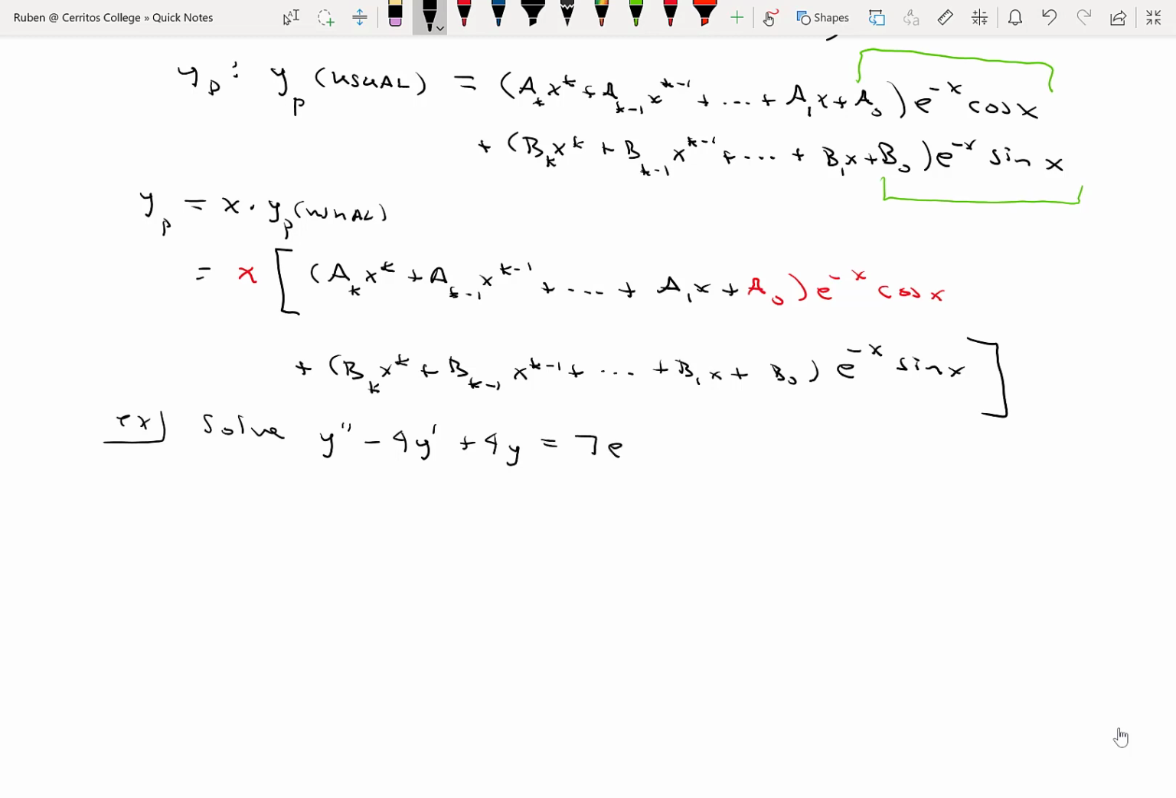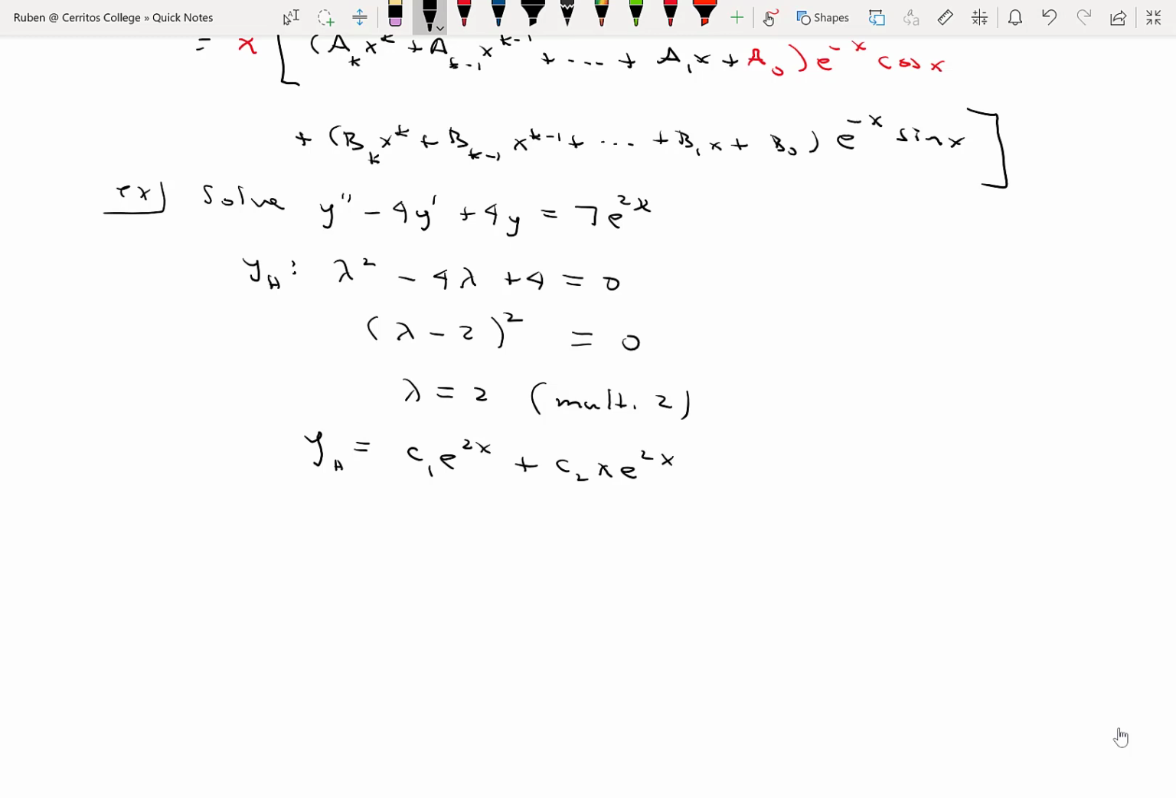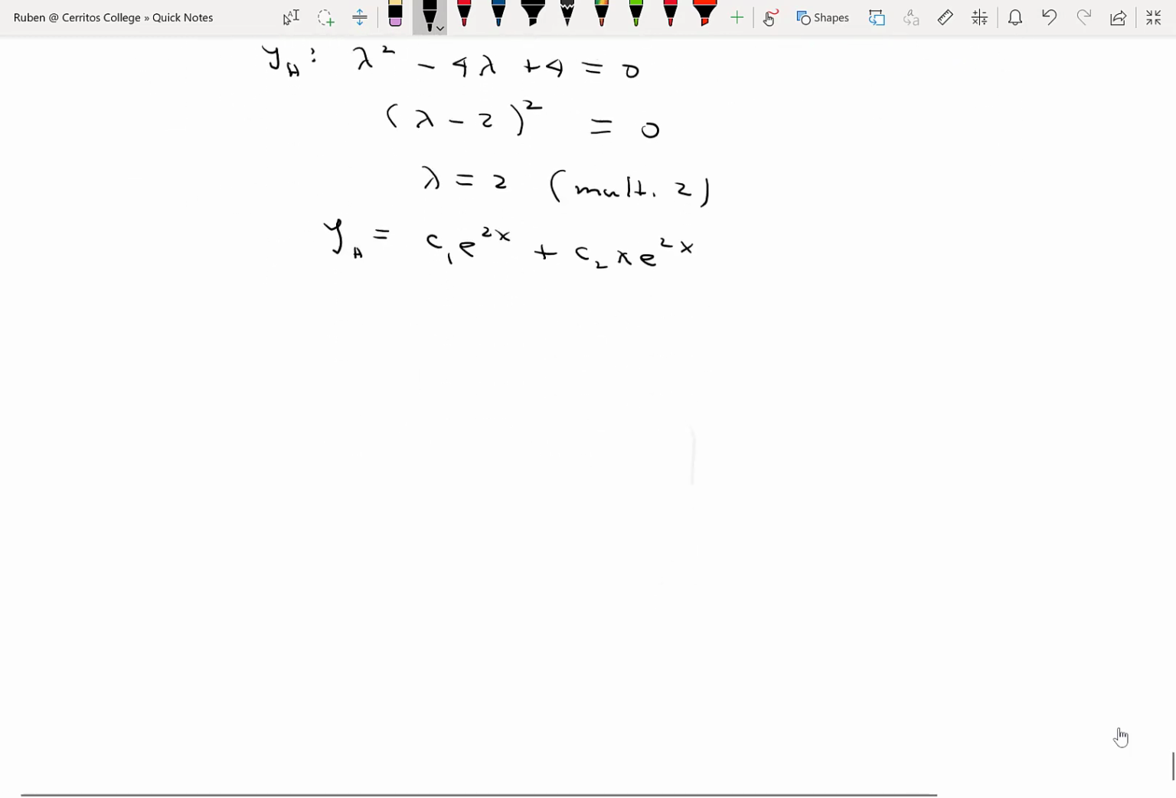Here's our differential equation, y double prime minus 4y prime plus 4y equals 7 e to the 2x. Y sub h. Auxiliary equation, lambda squared minus 4 lambda plus 4 equals 0. Factor: lambda minus 2 times another lambda minus 2 equals 0. Lambda equals 2 is a zero of multiplicity 2. And that had some significance in our last section. Without the multiplicity of 2, we would expect e to the 2x in y sub h. Since we have a multiplicity of 2, we expect e to the 2x and also an x e to the 2x. Okay, so there's our y sub h by our method of the last section.